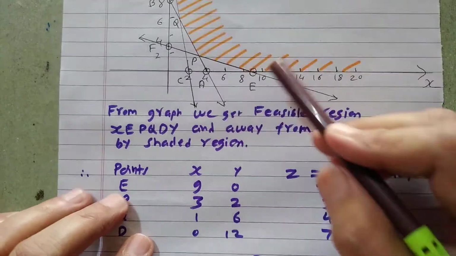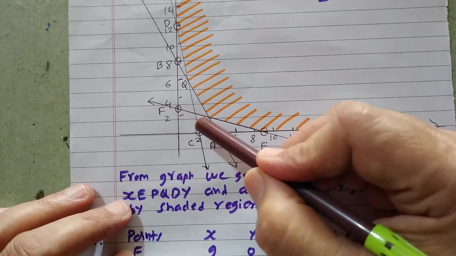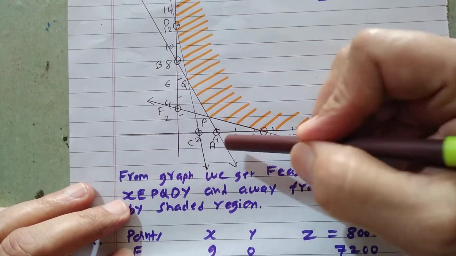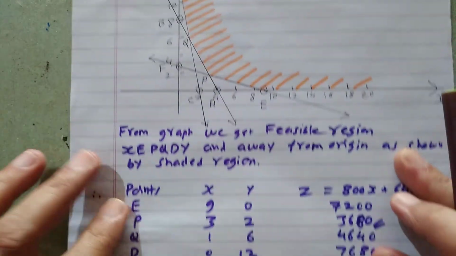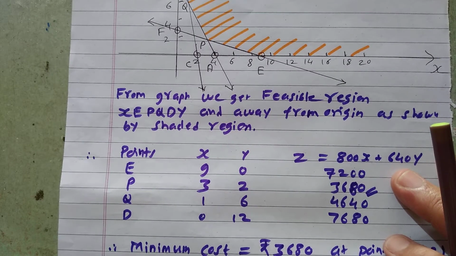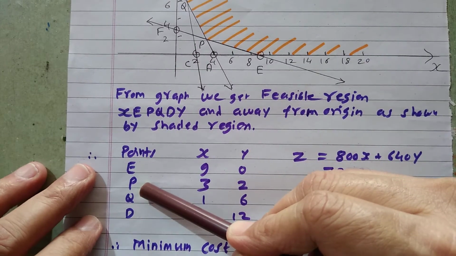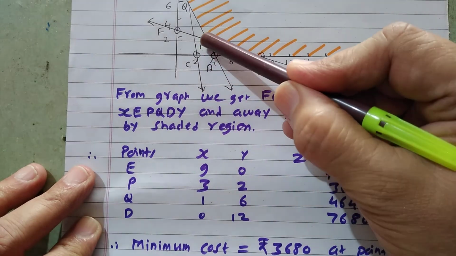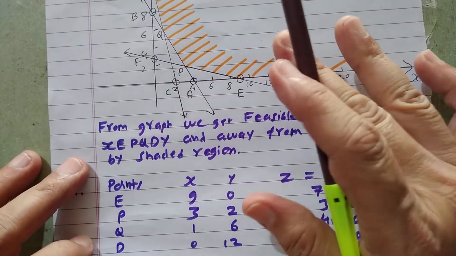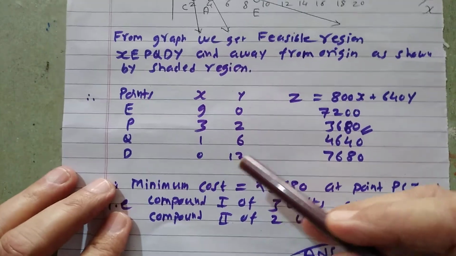Okay. Then there are the coordinates of the vertices of the feasible region: E, P, Q and D. Out of that, E and D you will get directly, and for P and Q we have to solve the simultaneous equations, and that simultaneous solving is not shown. You have to solve it yourself, and then it gives you P coordinate (3, 2) and Q coordinate (1, 6). Here the calculation is not shown, but you have to write it down in the classwork notebook. Then get the values of Z.